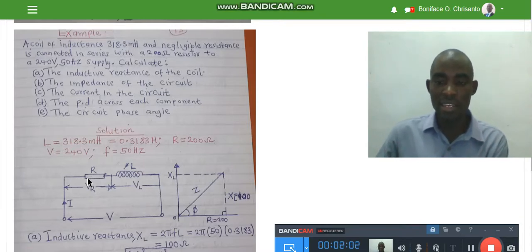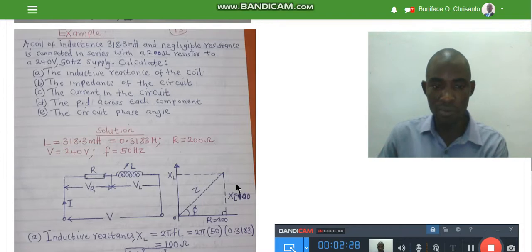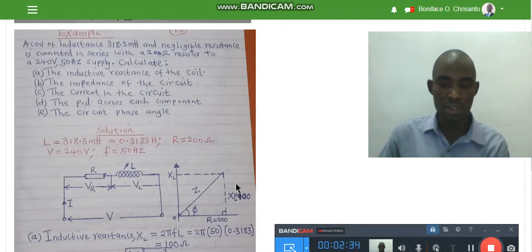And since the current is drawn on the horizontal line, the voltage is also drawn along that line. The next thing is to draw the voltage across the inductor. Voltage across the inductor is drawn on the vertical axis, and of course it will now form a voltage triangle. But for easier calculation, we can come up with an impedance triangle.